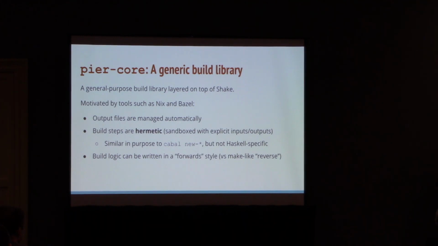This is pretty similar in purpose to what Cabal new build is doing, but this is intending to be a generic thing, not just for building Haskell stuff, this library layer. And then finally, the build logic can be written in a forward style, meaning you can say, do this, do this, do this, rather than like a makefile where you say, here's the output, this is what its inputs are, and this is how you do it, and requiring that to wire everything together.